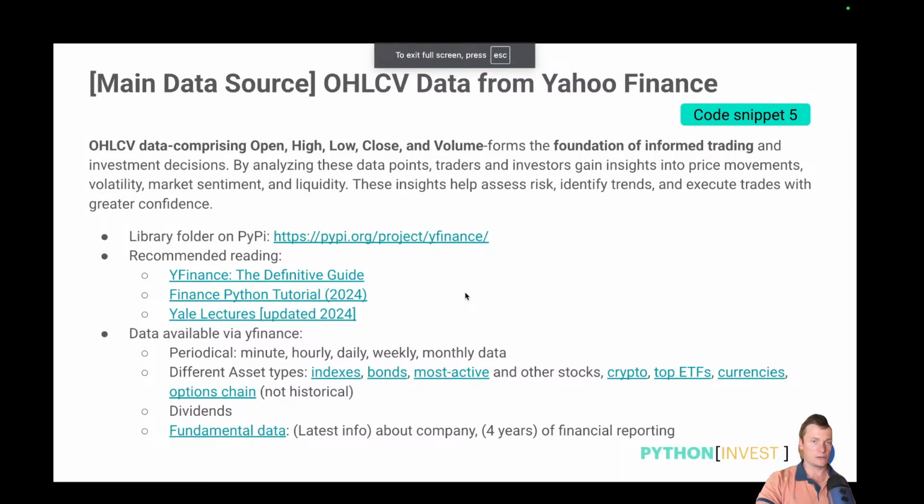I also suggest you read some of the examples: YFinance, the definitive guide, or Yale lectures, just to check the code there and the description of the available options.